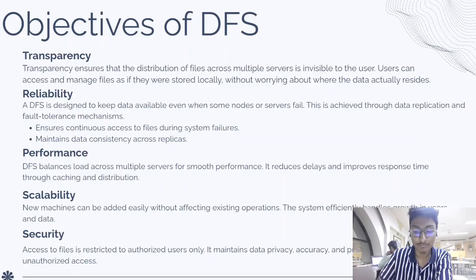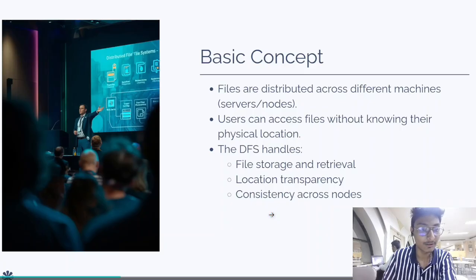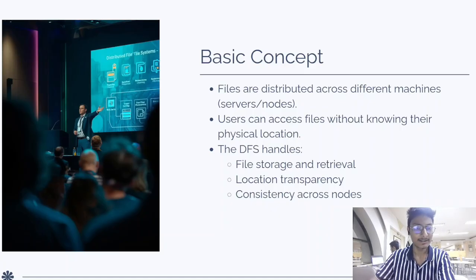So now let's move towards the next slide, which is basic concepts about DFS. The first point is that files are distributed across different machines, which we already discussed in the previous slide of objectives, where we talked about distributed files. The second point is users can access files without knowing their physical locations. We have covered that too in our previous slide. That's our magic word, transparency, like we discussed in the previous objectives.